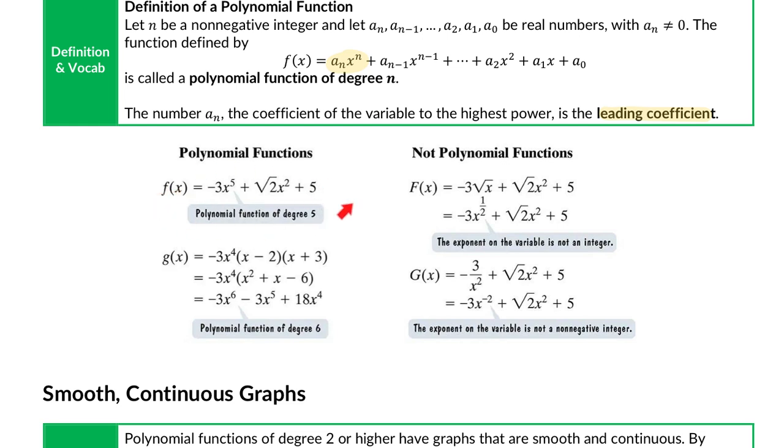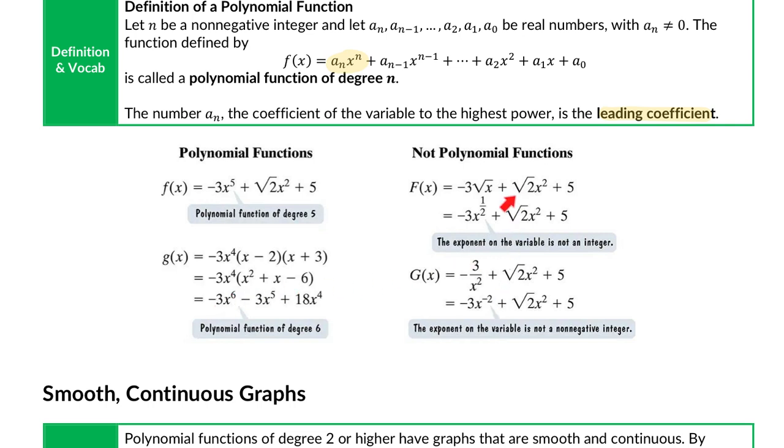So, some examples and some non-examples of polynomials. This one's real easy. This is a polynomial of degree 5 because we see that every term has a particular power of x, and then we have a constant at the end. Okay? This is an example of a polynomial. It's just in factored form. This is a polynomial of degree 6. I have x to the 4th power and then x squared, which makes a total of x to the 6th power.